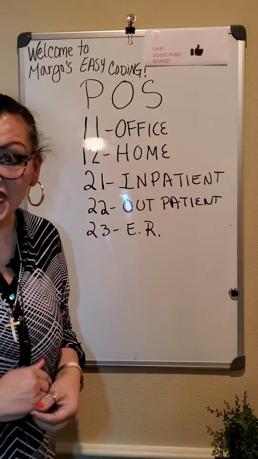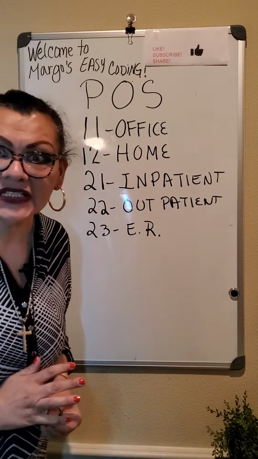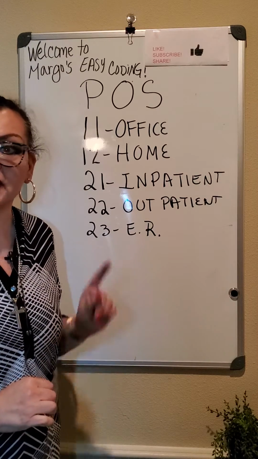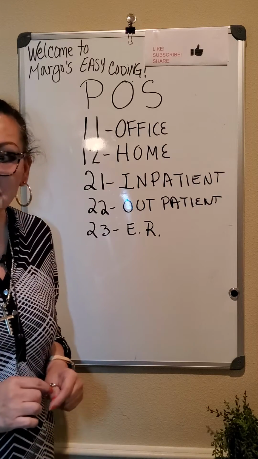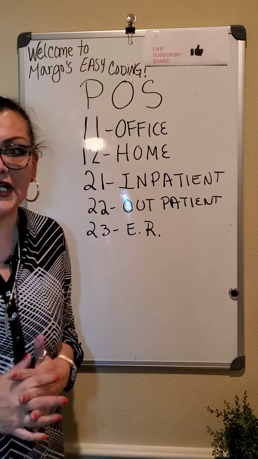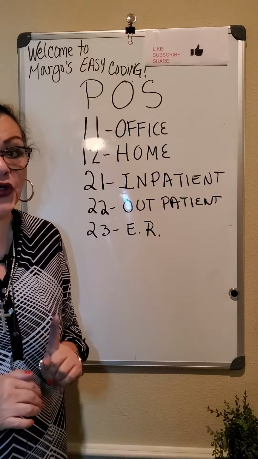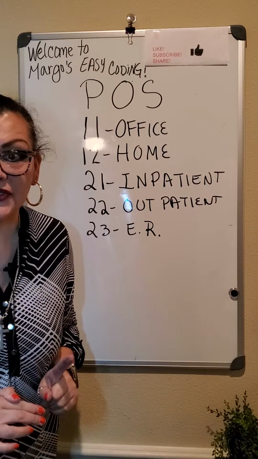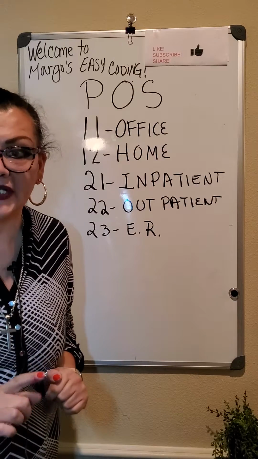Home is the patient's house. If the doctor goes to the patient's house, the place of service is 12. Inpatient: the patient is admitted in the hospital because the patient is going to have a surgery. The patient is going to be in the hospital for more than 23 hours. Then your place of service is 21.